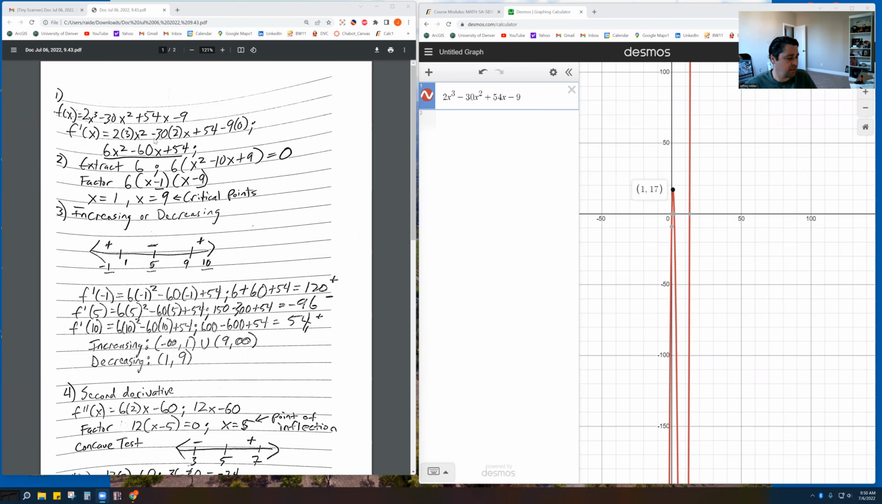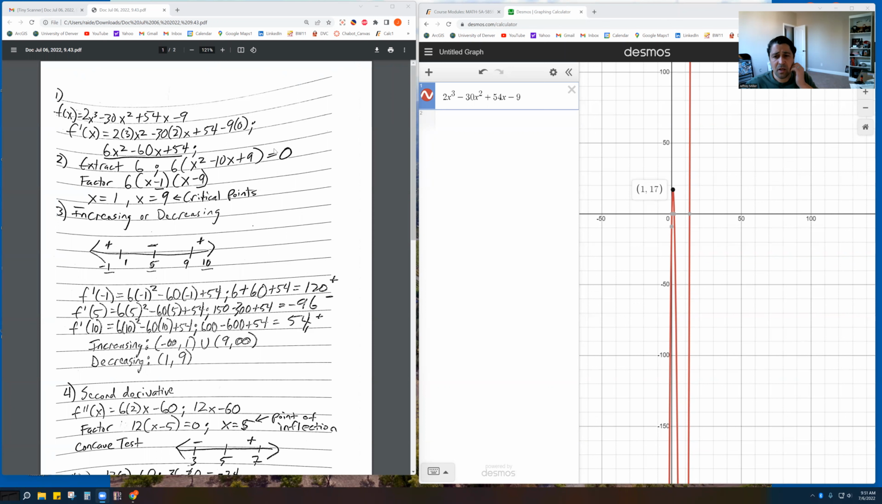So the first thing we're going to do with this polynomial is find the first derivative, which we can do using the power rule. We pull down the 3, the -9 goes away with the 0, and the 54x just becomes 54. So our first derivative turns into 6x^2 - 60x + 54.